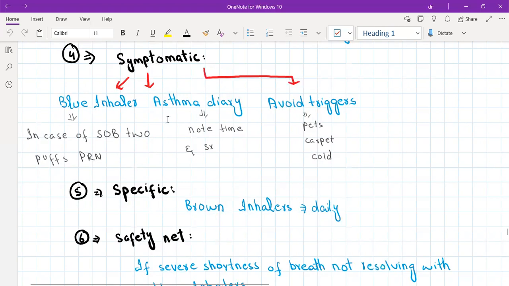We'll tell the patient to maintain an asthma diary and to note the time and the duration of the symptoms and the triggers as well.